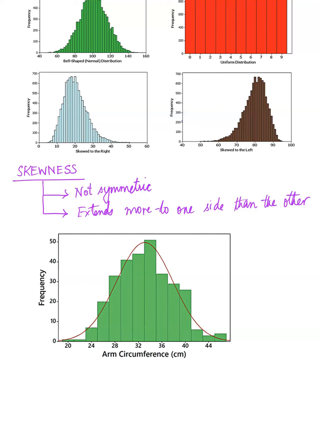So a quick way to remember that is to look down at your toes. If you look at your right foot, your big toe is the tallest, and then the rest of the toes taper more to the right, so they extend more to the right. That means it's right skewed. Your right foot is skewed to the right. I'll just say toes on the right foot.